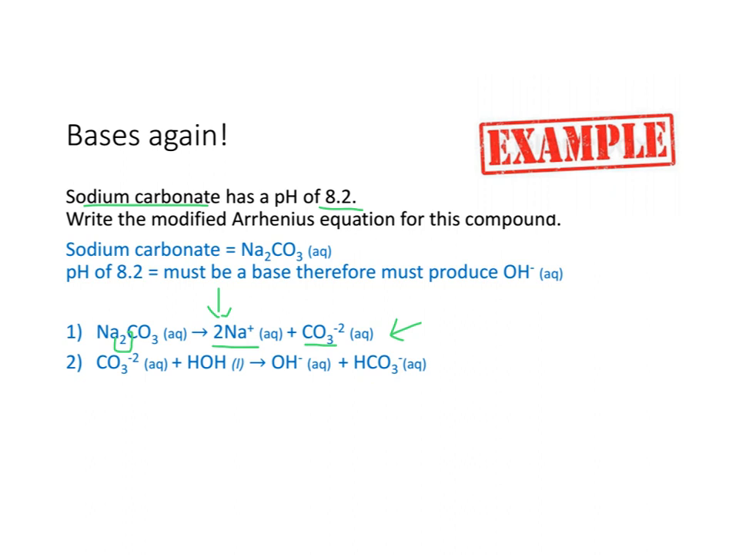HCO3. So let's track the hydrogen. One of these hydrogens here is now attached to CO3 2 minus to produce HCO3, and what's left is our OH, which is our product. Also note that the charges are balanced. On the left hand side of the equation here we have a net charge of -2, and on the right hand side we also have a net charge of -2, being one negative here and a second negative here.